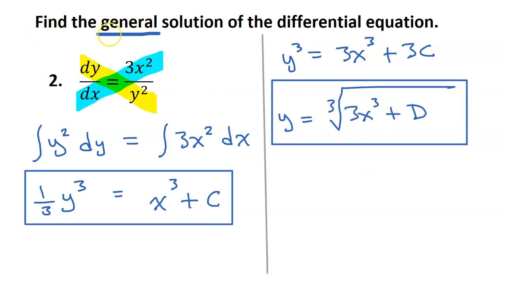By the way, when they say find the general solution to the differential equation, the word general refers to the fact that we have these unknown constants of integration, c or d. When they say find the particular solution of the differential equation, they will give us some extra information that will allow us to solve for the constant.